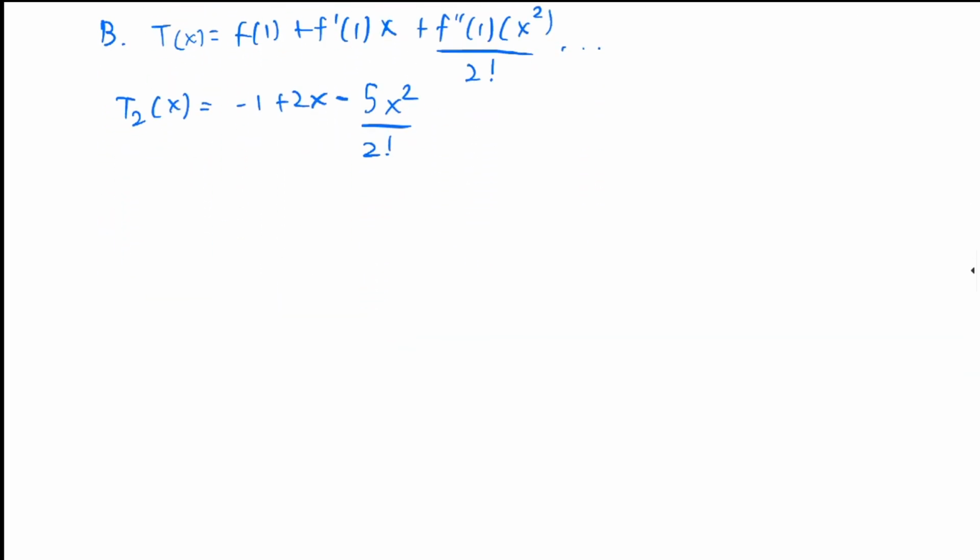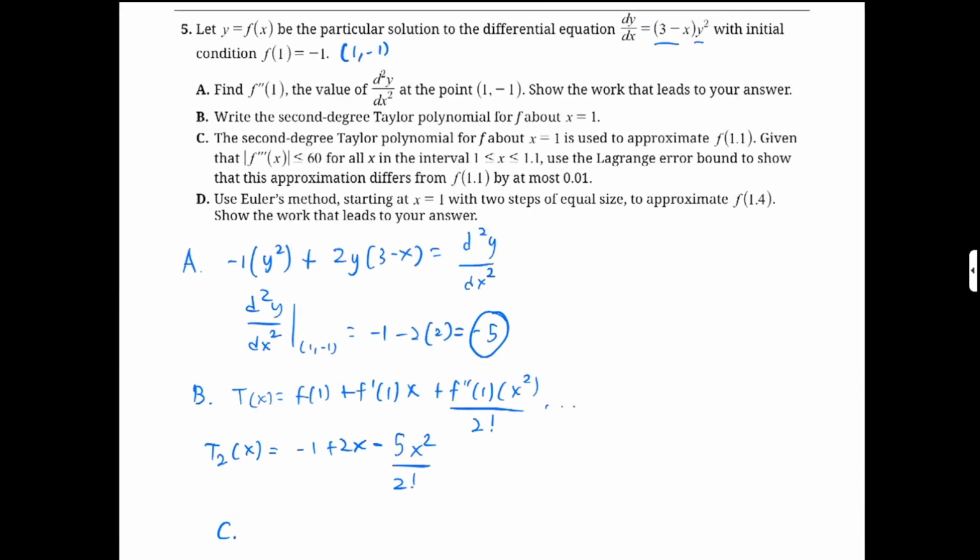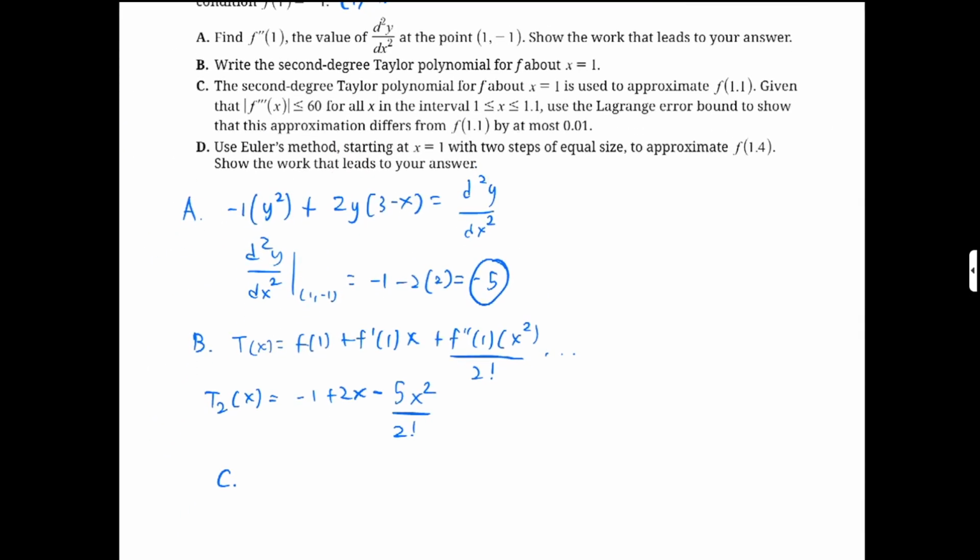Awesome. So now we're going to move into part C, which says the second degree Taylor polynomial for f about x equals 1 is used to approximate f of 1.1. Given that the absolute value of f triple prime of x is less than or equal to 60 for all x, use the Lagrange error bound to show that this approximation differs by at most 0.01.